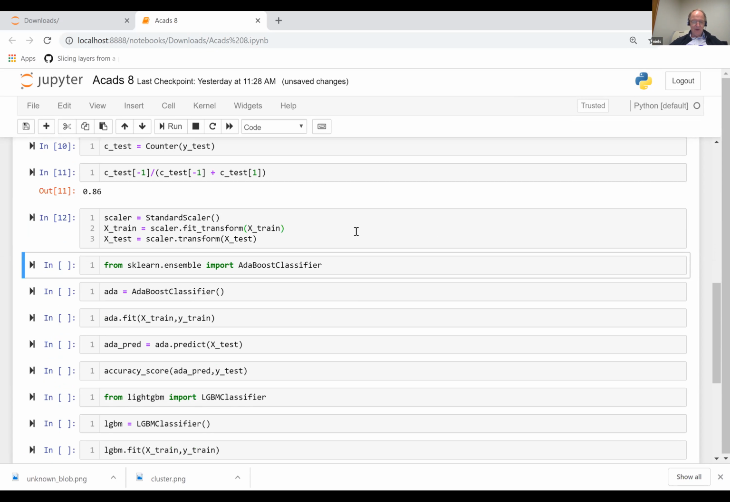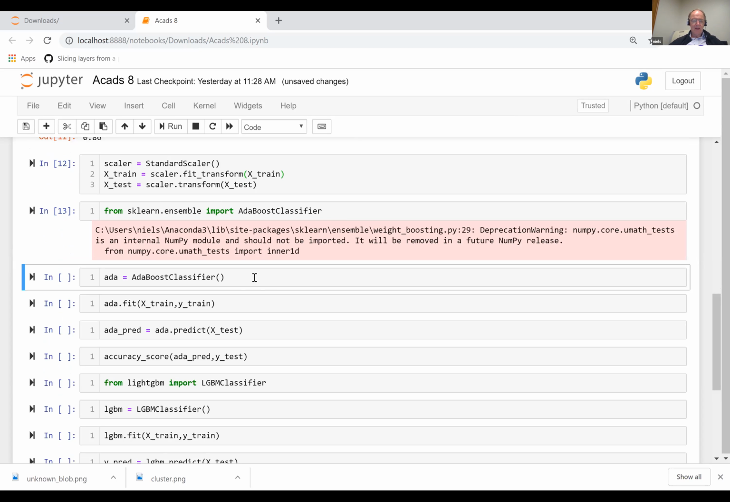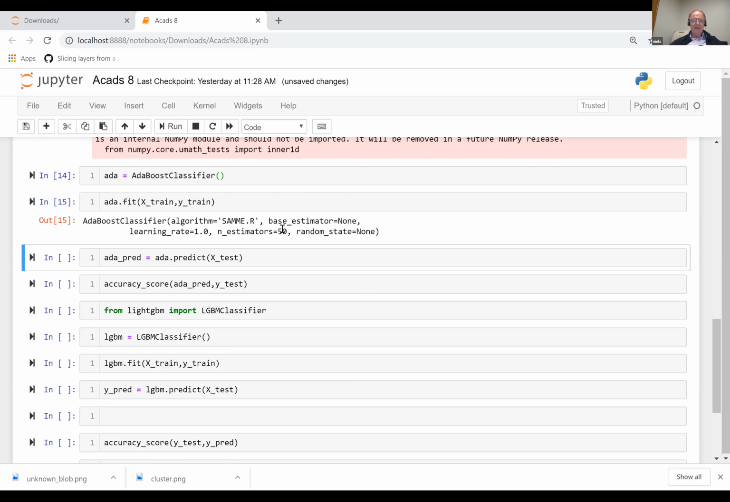So let's first look at the AdaBoost classifier. The AdaBoost classifier is in the sklearn ensemble, and I can download it, and it gives me a warning. And so instantiate. I'm not going to bother with setting any parameters here, but you can set parameters here. So fit it to the training set, and you can see there are a number of things you can set. There's a number of estimators you can set, and the learning rate.